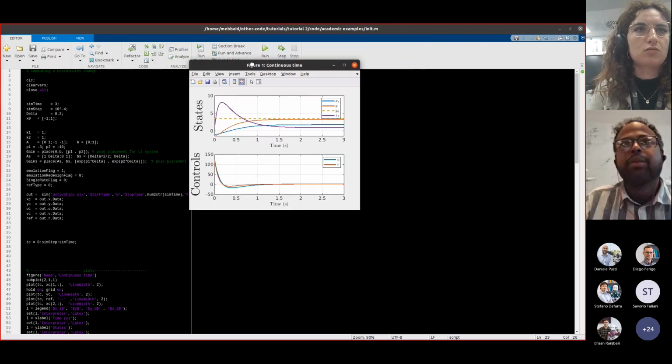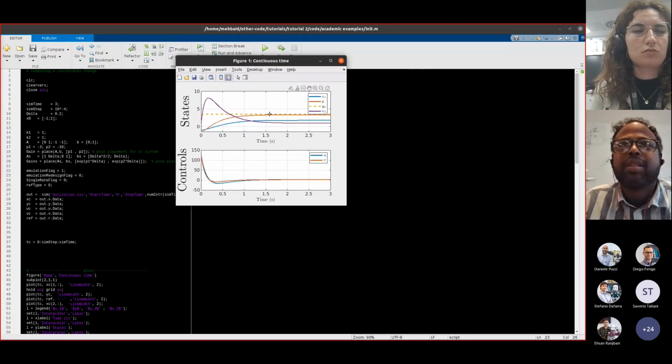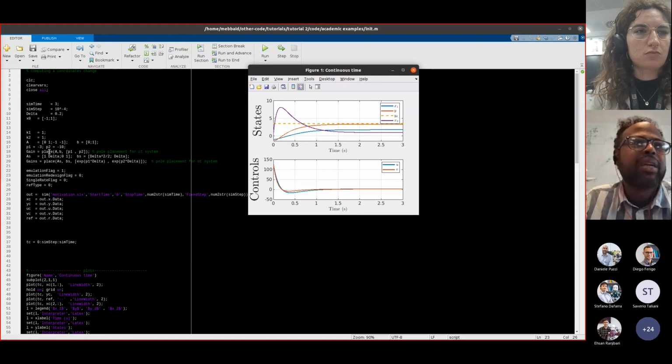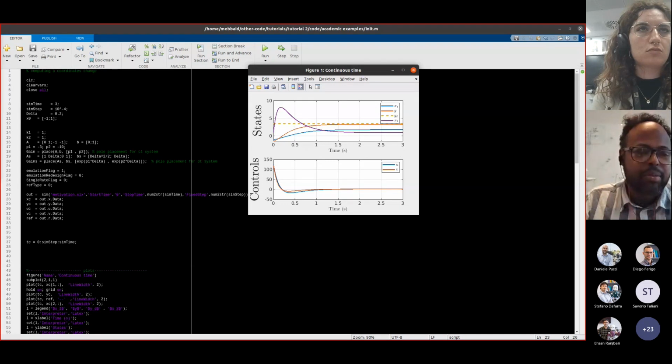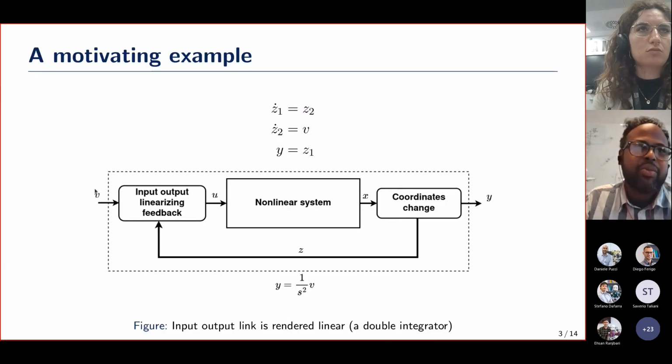We can actually drive the output to follow this reference. The output in our case would be this red line, and it asymptotically goes to the reference by just using pole placement in our case, right? So we are just placing the poles of the double integrator in the negative part of the complex plane. Okay, we can design now V to make y follow whatever reference that we want.